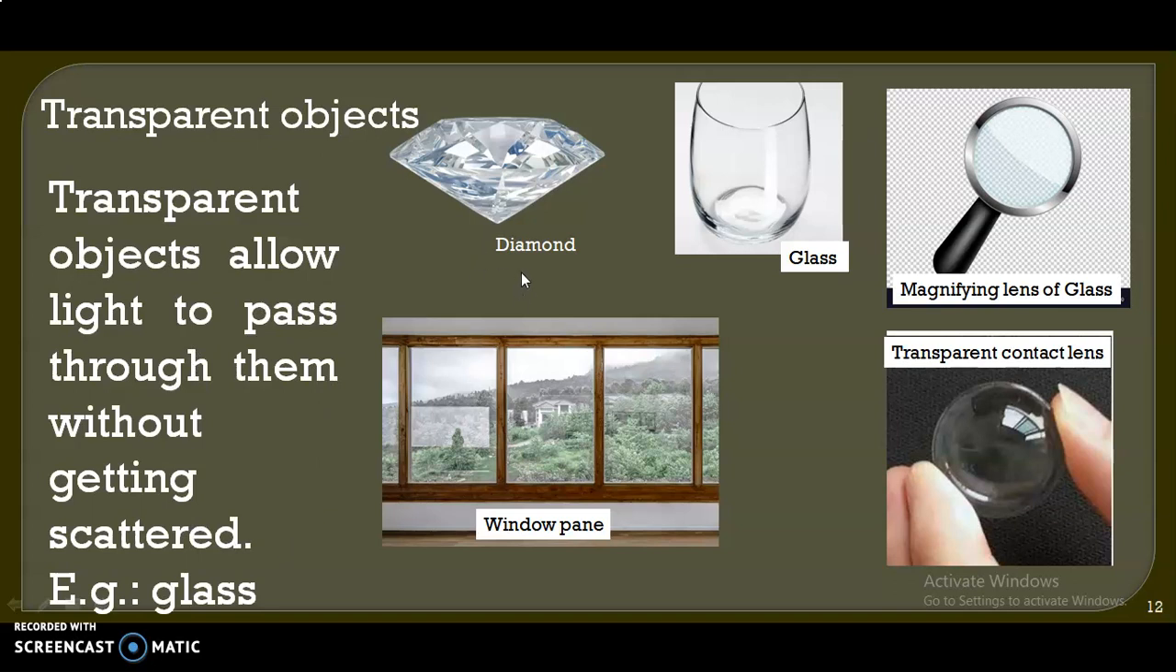Here are a few examples of the transparent objects: diamond, glass, lens of a magnifying glass, the contact lenses that people wear to correct their vision, then window pane. These are all examples of transparent objects. Why? Because they allow light to pass through them without getting scattered.